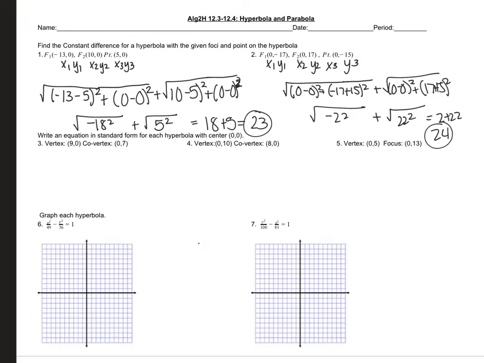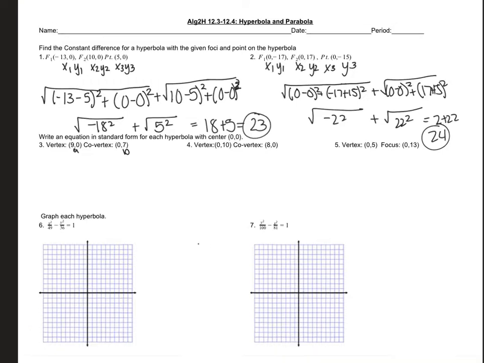Alright, so for this we're going to use, this is going to be my A, this is my B, and I know that this is horizontal because the vertex is on the x-axis. So it's x squared over A squared, which is 80, minus y squared over 49 equals 1.